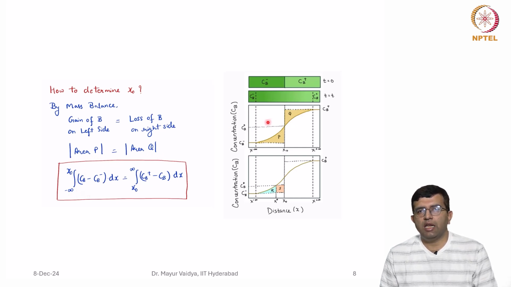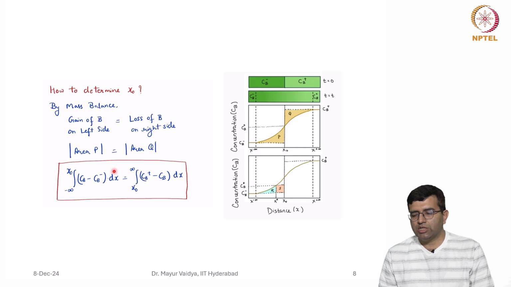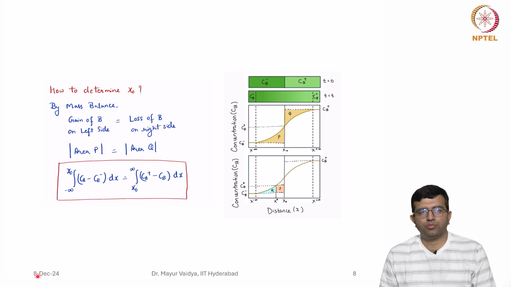Because the area P, you see here, can be written as the integral from minus infinity to x naught of CB minus CB minus into dx, is equal to the integral from x naught to infinity of CB plus minus CB into dx. That will give us the value of the initial contact plane. So you can basically equate this area P and Q.